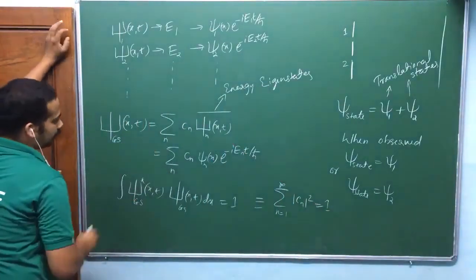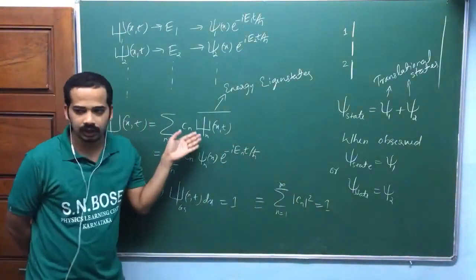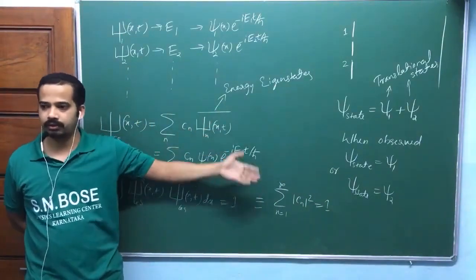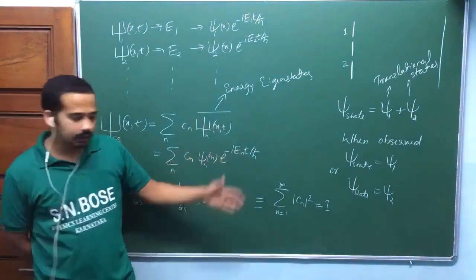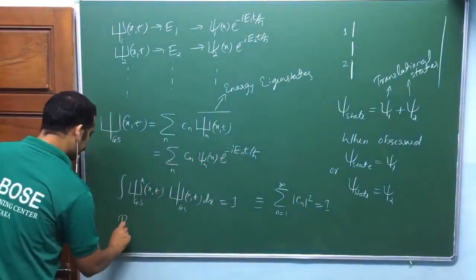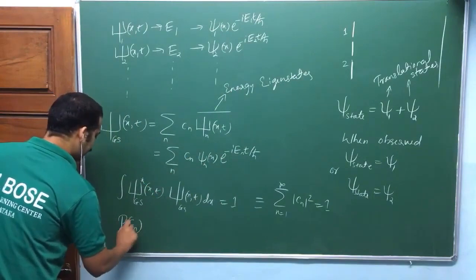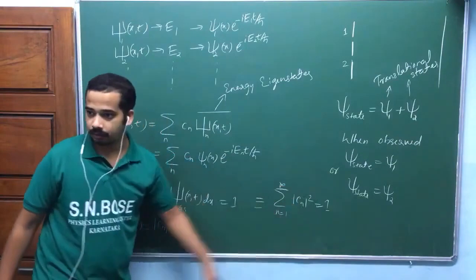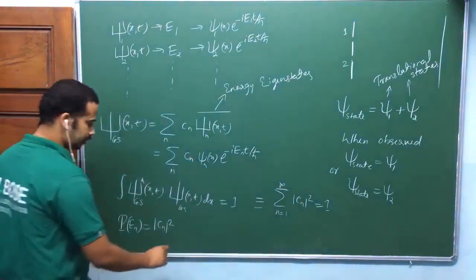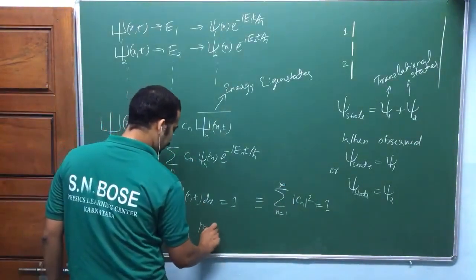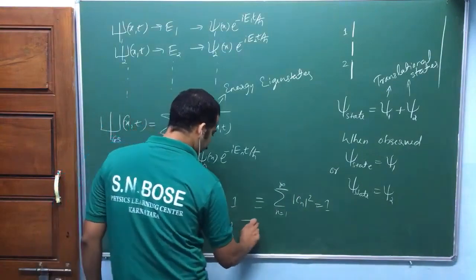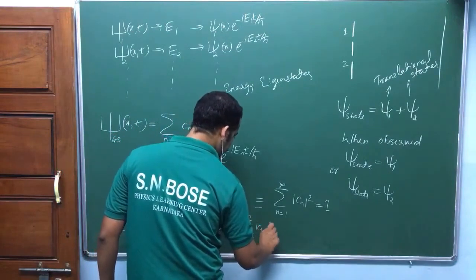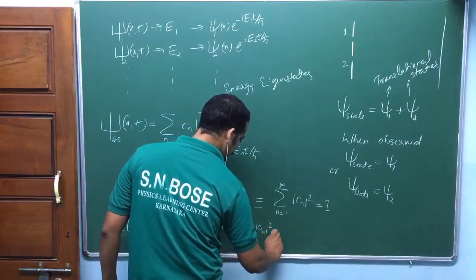And one more thing: if you do the energy measurement, you can't say which energy it is, either E1 or E2 or E3 or something. Now you can talk about the probability of an energy measurement. The probability of getting En is equal to mod Cn square, provided the total probability is equal to 1. We should make sure of this condition: the summation over n equal to 1 to infinity of mod Cn square is equal to 1.